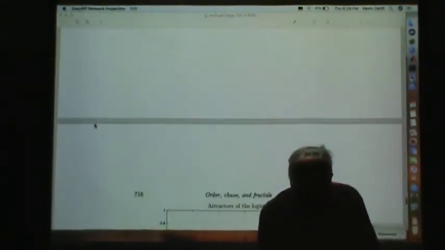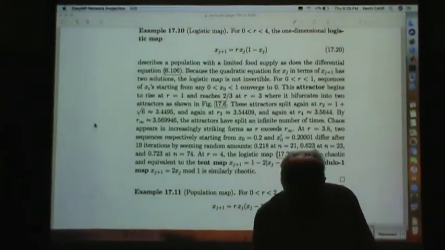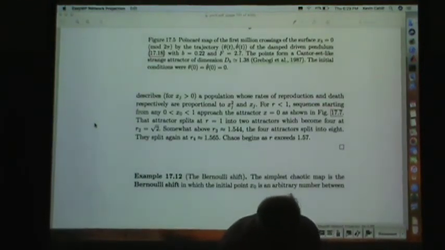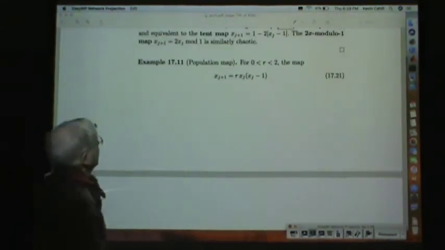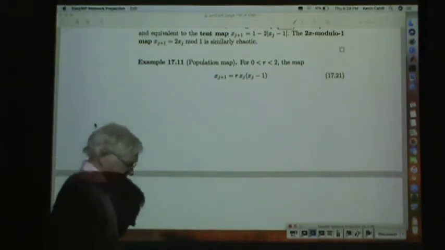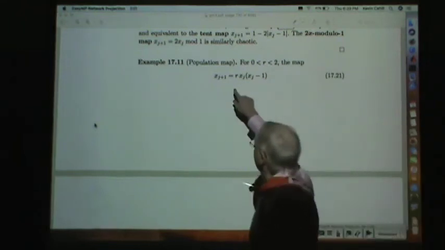I had to skip forward. Where was the text? Okay, we did that. Okay, there's another map. What I did was I worked this example out thinking it was the logistic map. It was a sign difference. And so let's examine what this looks like.